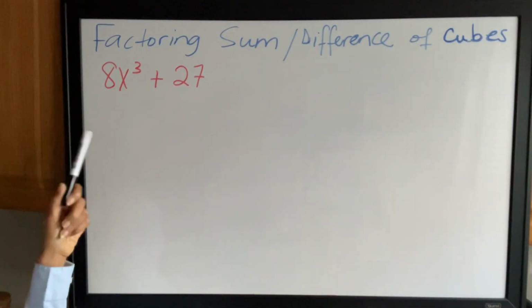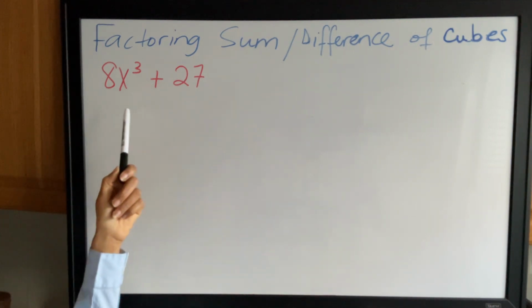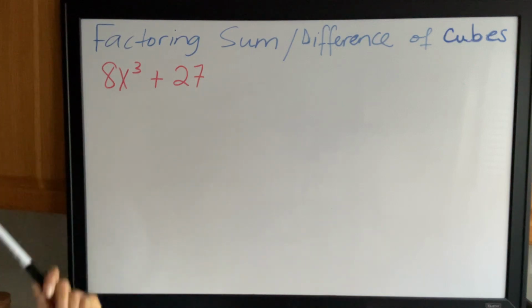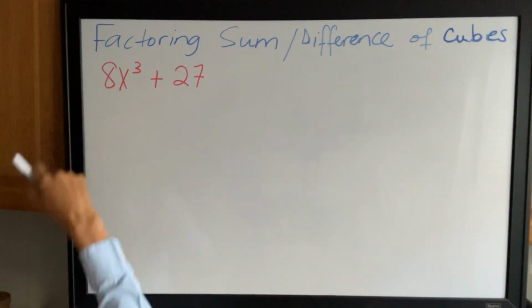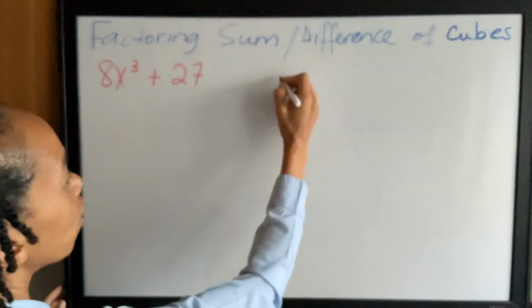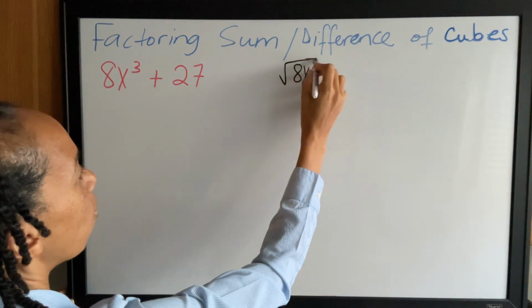So when we are dealing with factoring sum or difference of cubes, we're usually given a binomial with a plus sign for the sum and a minus sign for the difference. So let's get right into it. The first thing that you have to do is find the cube root of each of the terms. So let's find the cube root of 8x to the third power.